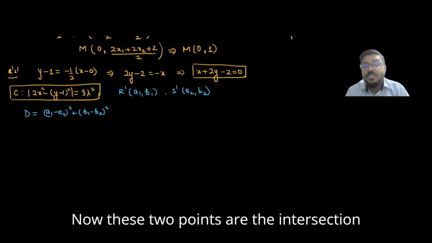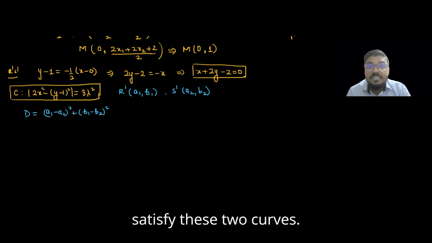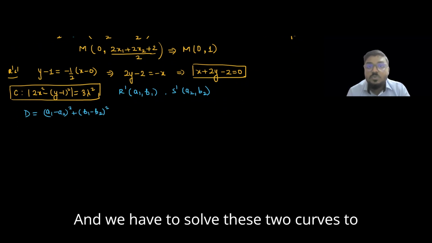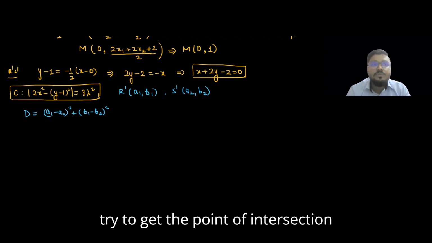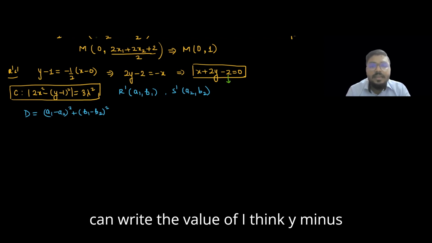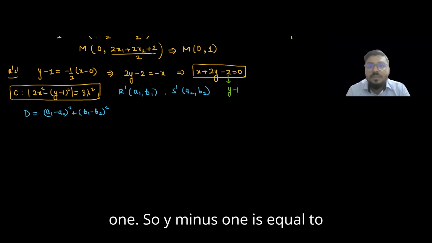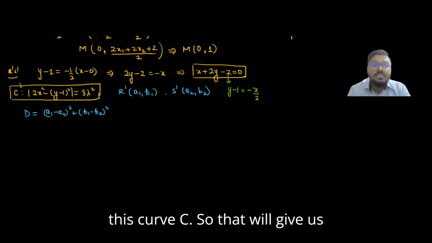Now these 2 points are the intersection of these two curves, so they are going to satisfy these two curves. And we have to solve these two curves to get this point of intersection. Let us try to get the point of intersection here. So from here, we can write the value of y minus 1. So y minus 1 is equal to minus x by 2. Let us substitute this in this curve C.